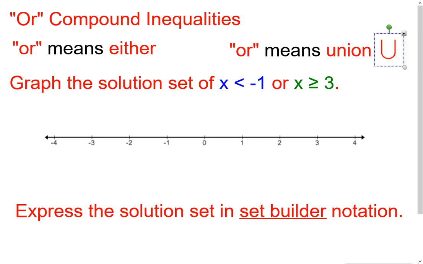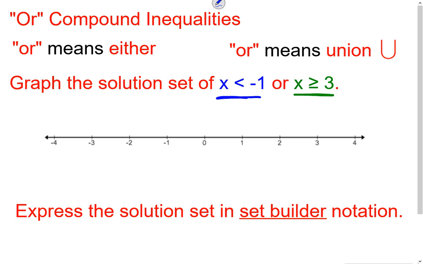Now, union, sometimes we use that little symbol to represent the union of two things, or a lot of times we can put an or where we see the union symbol. So this one, graph the solution set of x is less than -1 or x is greater than or equal to 3. I don't have to break apart the inequality here. We can clearly see that we have two inequalities, one here and one here.